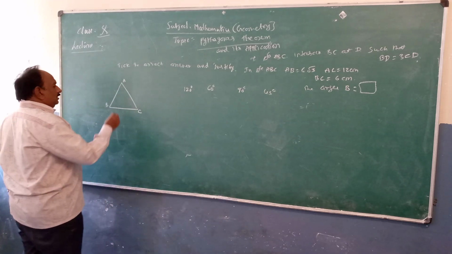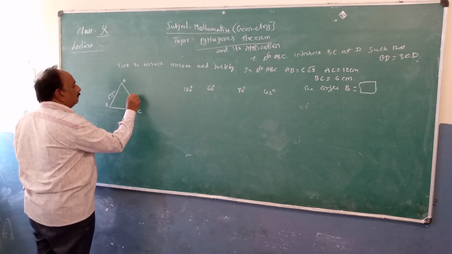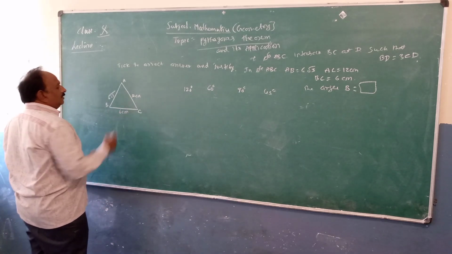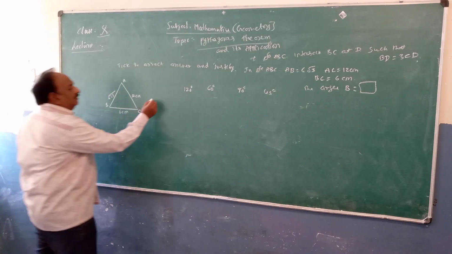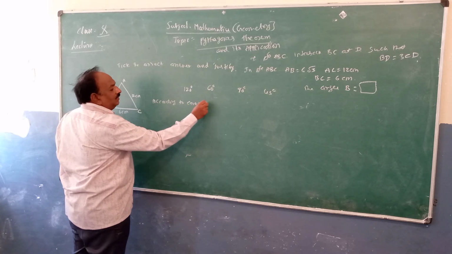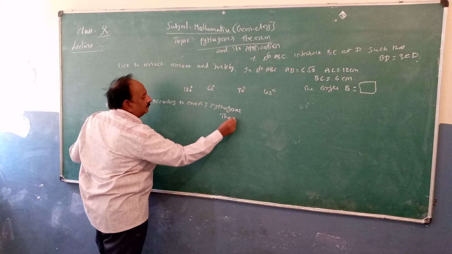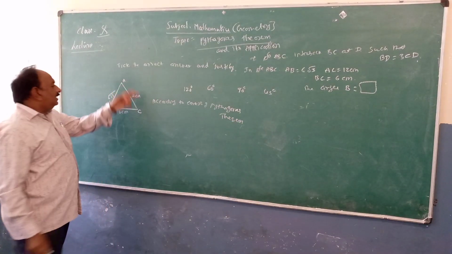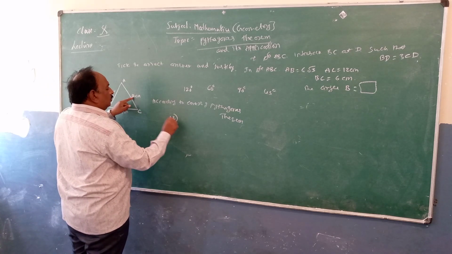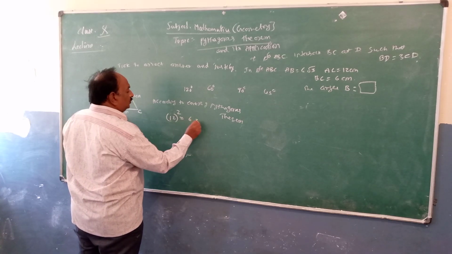In triangle ABC, AB is 6√3, AC is 12, BC is 6. Which is the longer side? According to the converse of Pythagoras theorem, the square on the longer side, AC square, that is called the square on the longer side, 12 square, is equal to the sum of the squares on the other two sides.